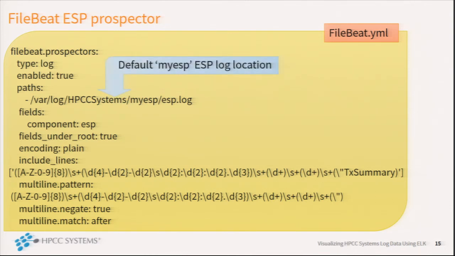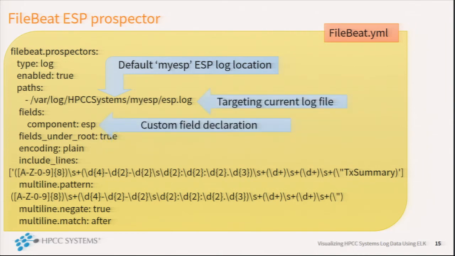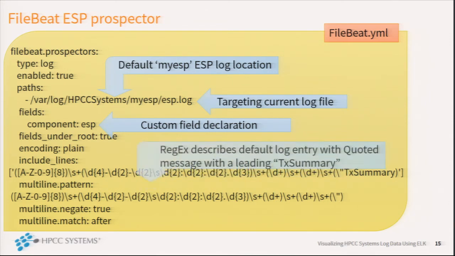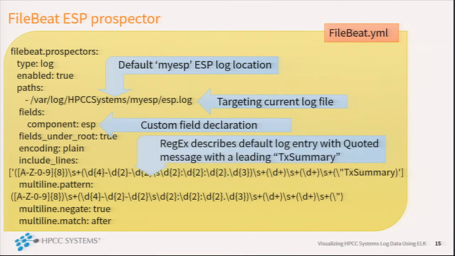So the first thing we do is we tell it where to go get the information. We tell it to always tail the ESP log. Adding a custom field to the metadata portion of the log message is as simple as that. And then this beast of a regex that we see here is used to dictate which lines we include in the log message.